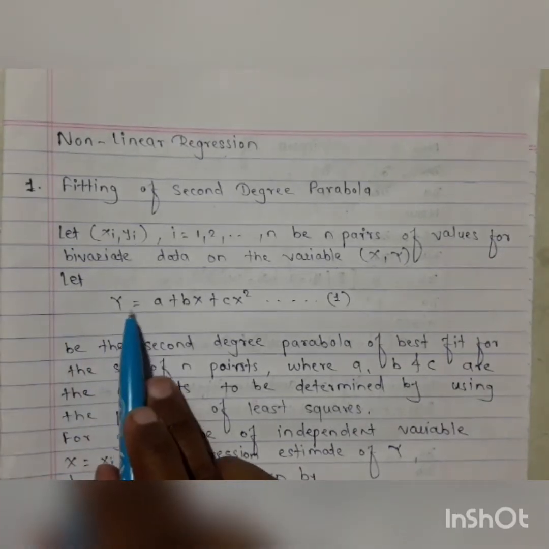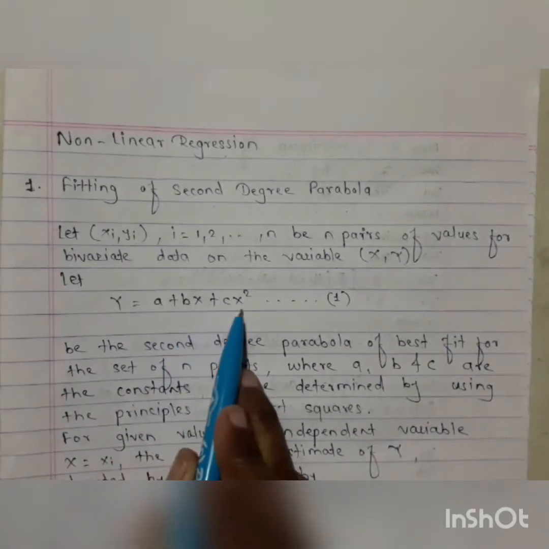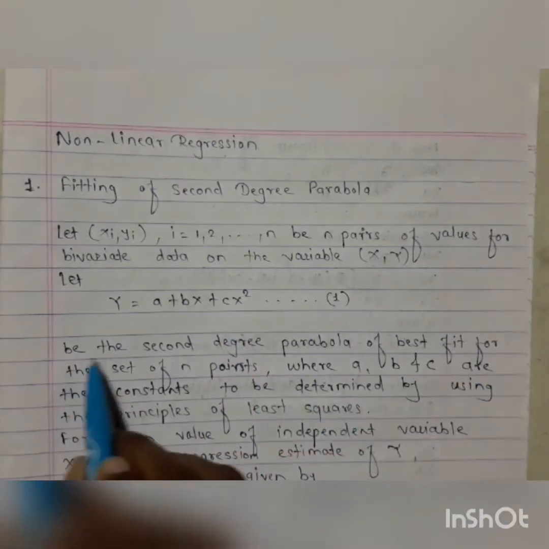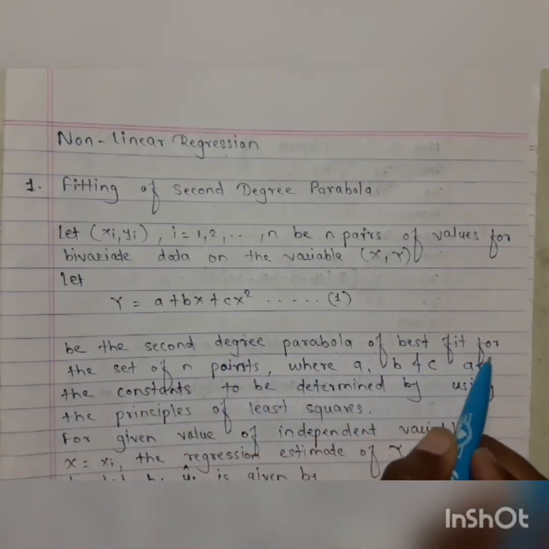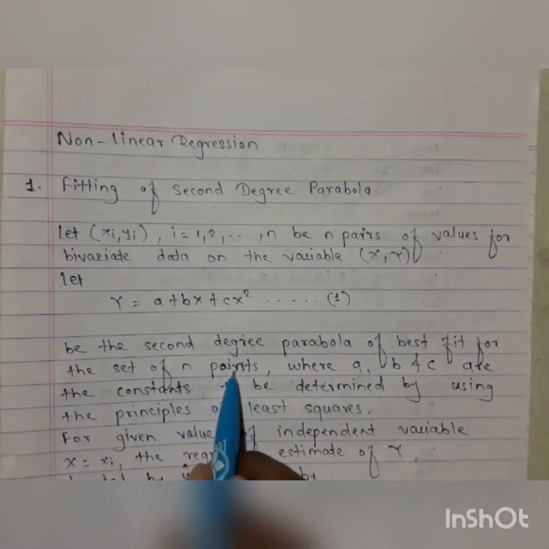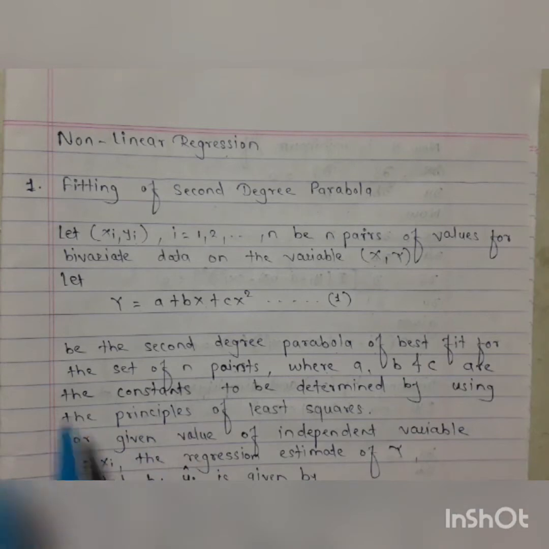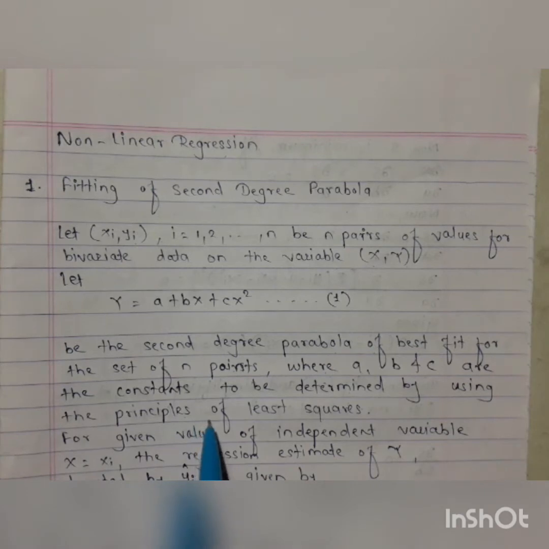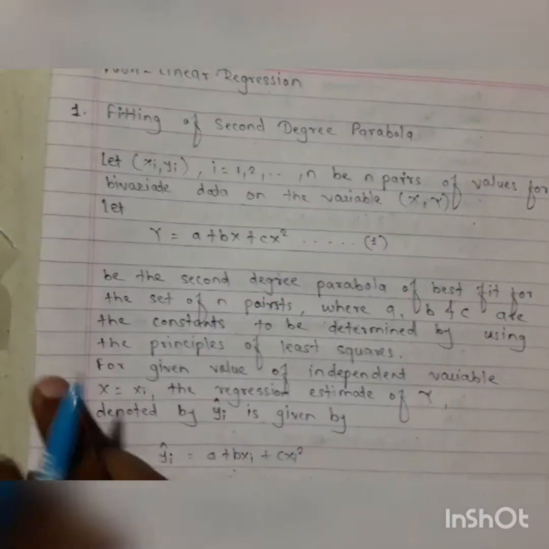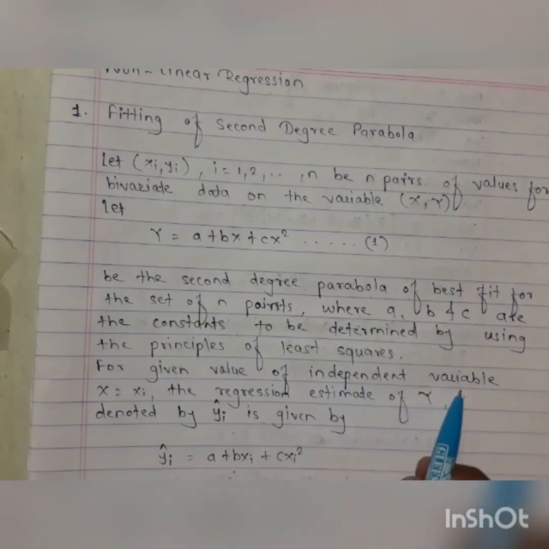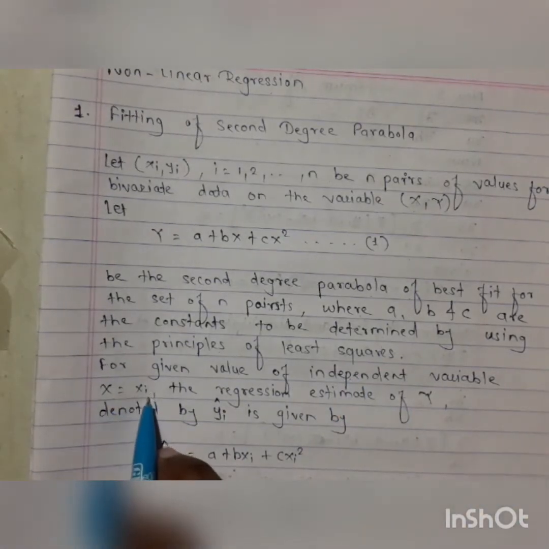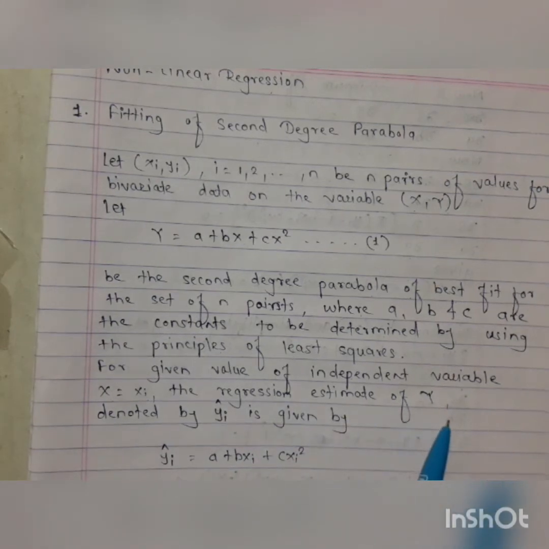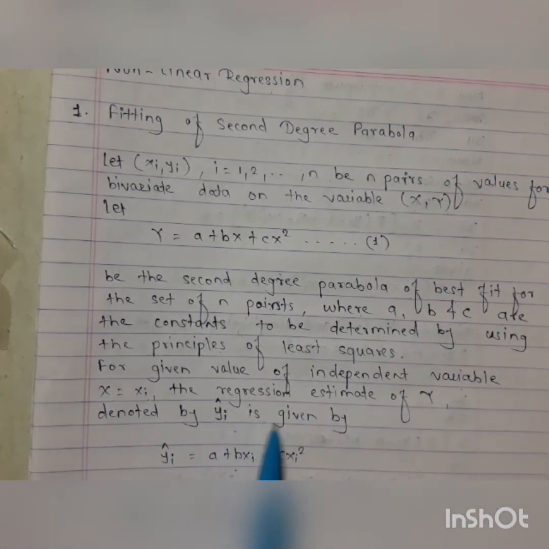Then let Y is equal to a plus bx plus cx square, equation number 1, be the second degree parabola of best fit for the set of n points, where a, b and c are the constants to be determined by using the principles of least squares. Then for a given value of independent variable X is equal to small x, the regression estimate of y, denoted by y cap, is given by yi cap is equal to a plus bxi plus c into xi square.